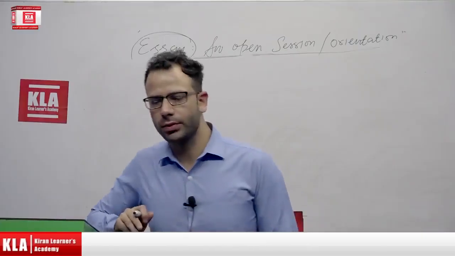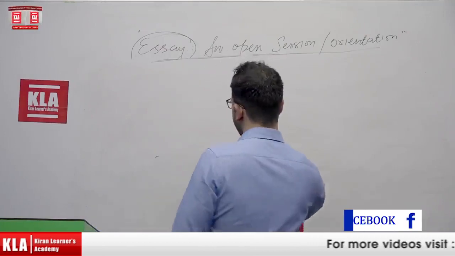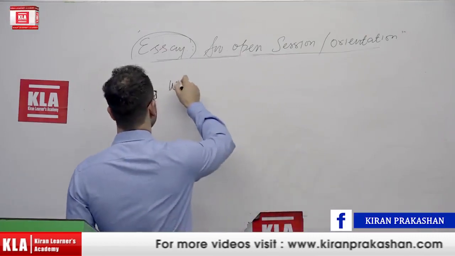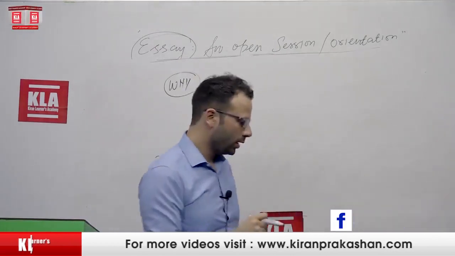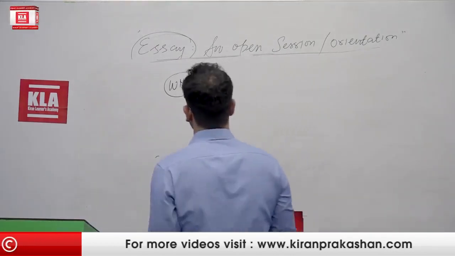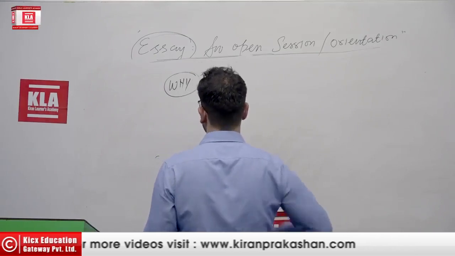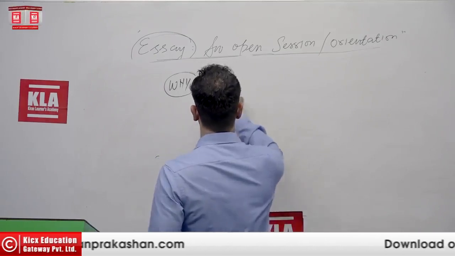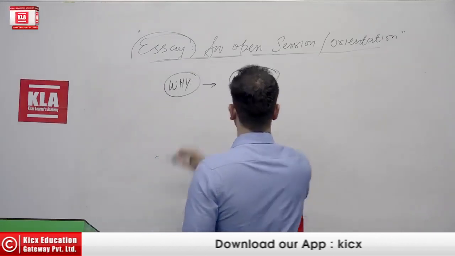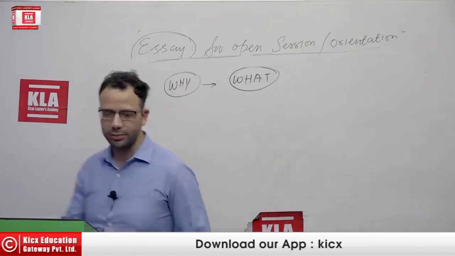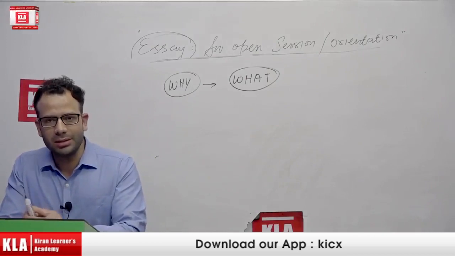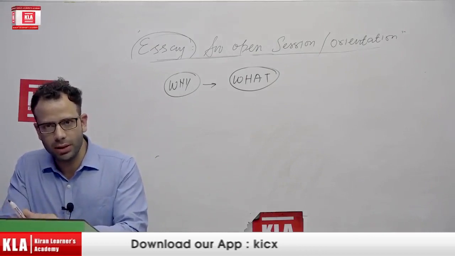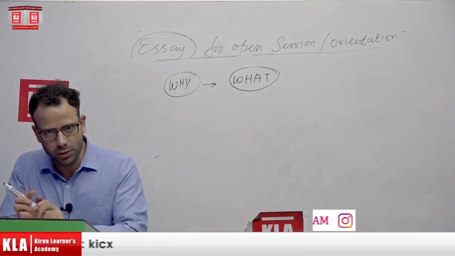Okay, so far we have talked about the why aspect of an essay. So we try to look at different things. Now we'll move on and we'll try to see the what aspect of an essay. This would concern what is to be included in the essay, what is to be excluded in the essay.